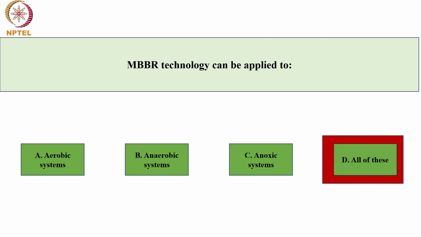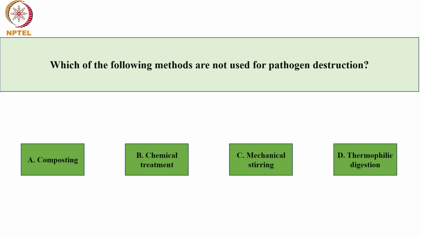So the answer is all of these. Okay, next question: which of the following methods are not used for pathogen destruction? First one is composting, second is chemical treatment, third is mechanical stirring, fourth is thermophilic digestion. Mechanical stirring is the correct answer.